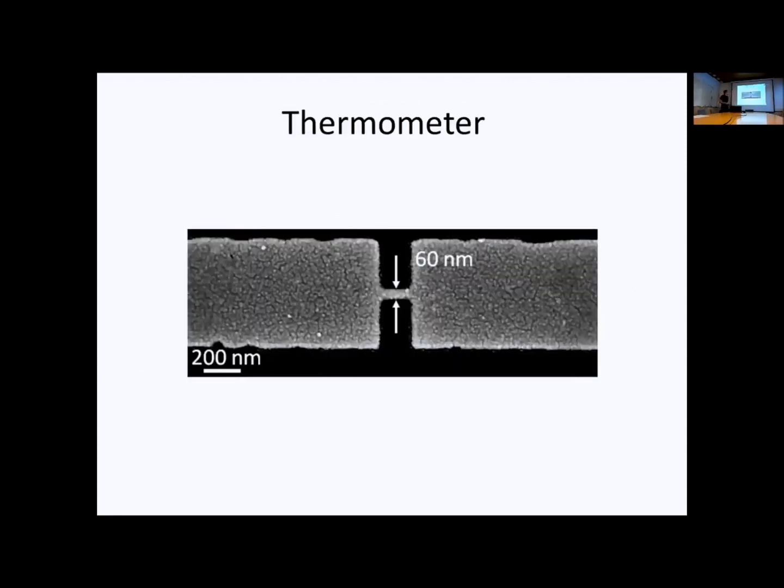So let me introduce my main tool that I use. This is a superconducting aluminum nanobridge, which is called a Dayem nanobridge. It is a very simple nanostructure, granular aluminum. Here a 60 nanometers wide bridge is presented, 30 nanometers thick. So it has a typical critical current of 50 microamps.